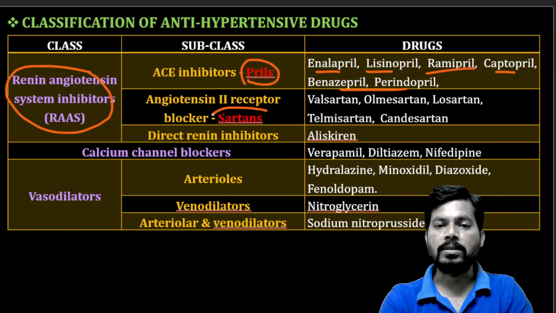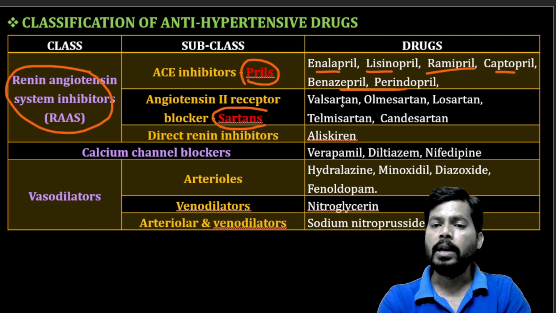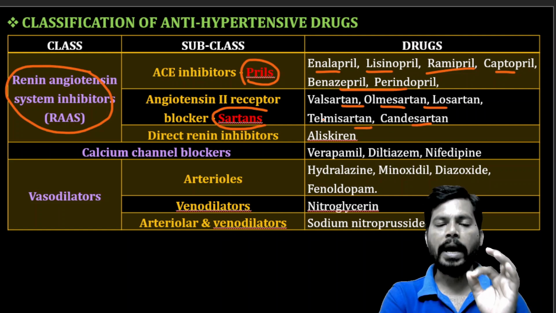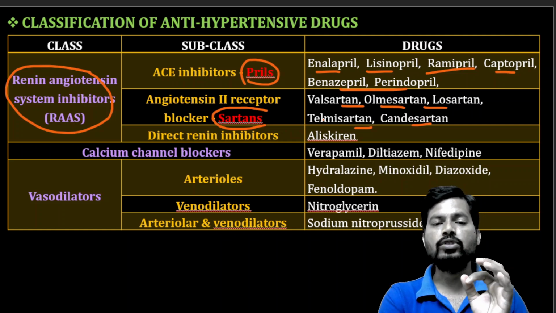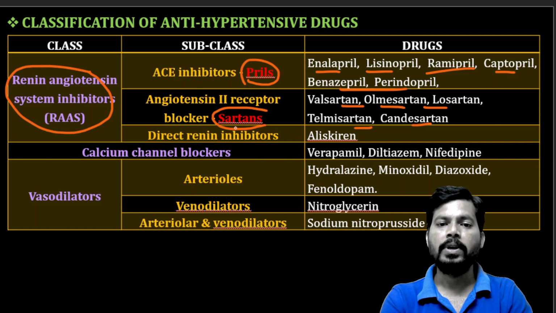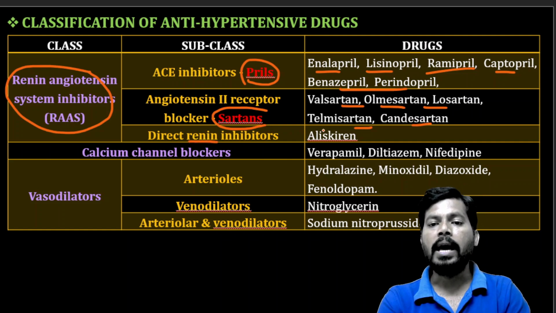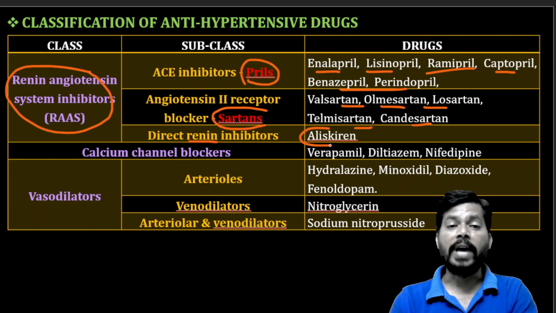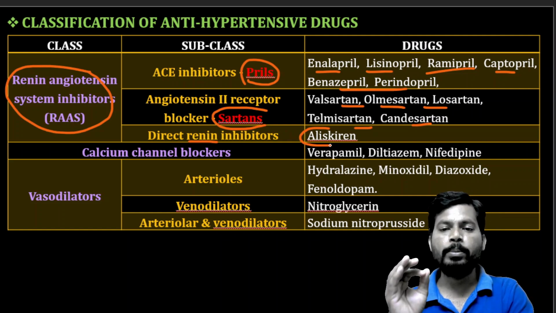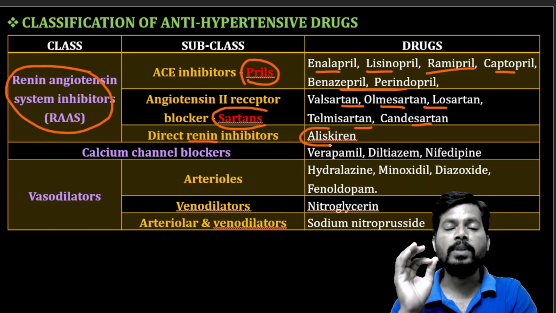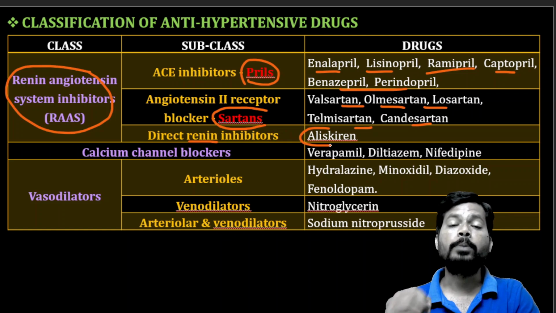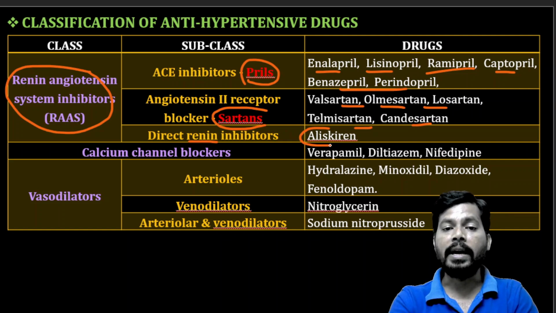Next, sartans, angiotensin 2 receptor blockers like valsartan, olmesartan, losartan, candesartan, telmisartan, irbesartan. All sartans selectively block the angiotensin 2 receptor and decrease the vasoconstriction by angiotensin. Next, direct renin inhibitors, which directly inhibit the renin present in the plasma. If excess renin is present in the plasma, it is inhibited by using these drugs. So renin is one of the major intermediates in the regulation of blood pressure. If renin levels are more, blood pressure is more. That's why we have to control renin levels.